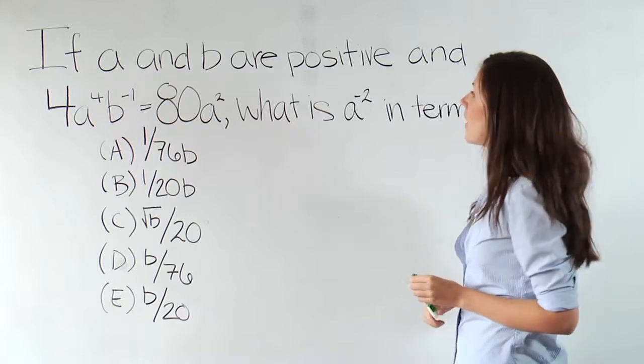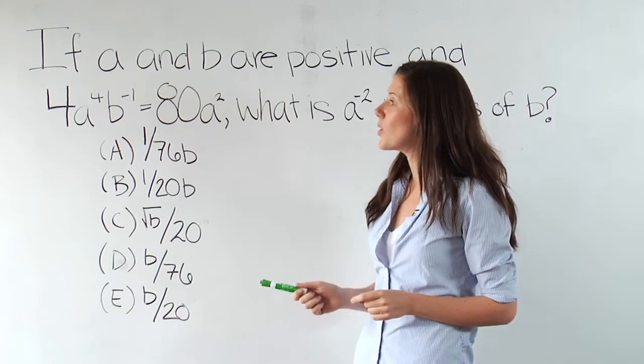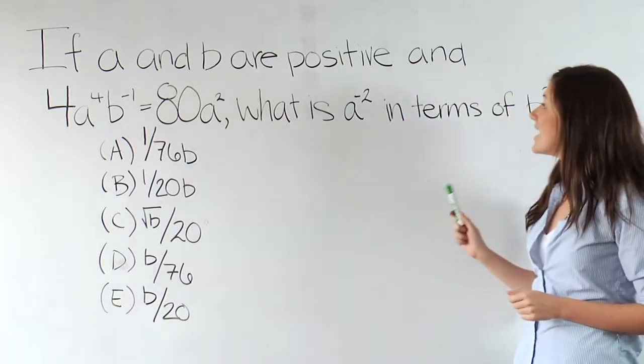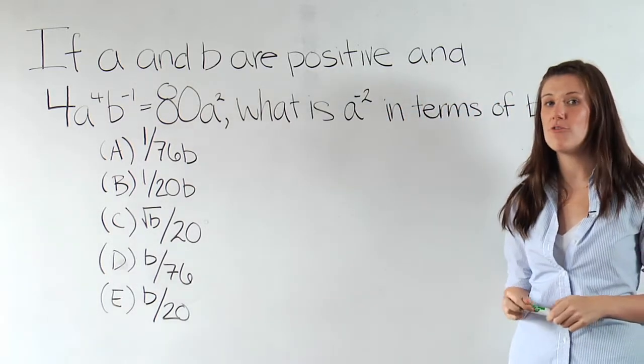If a and b are positive, and 4a to the fourth times b to the negative 1 equals 80a squared, what is a to the negative 2 in terms of b?